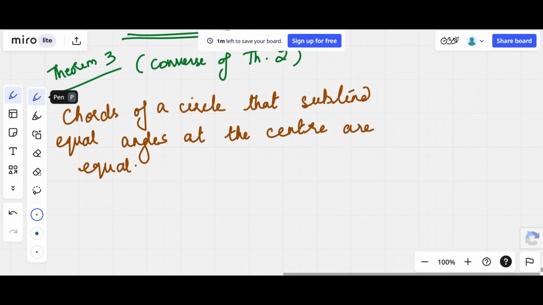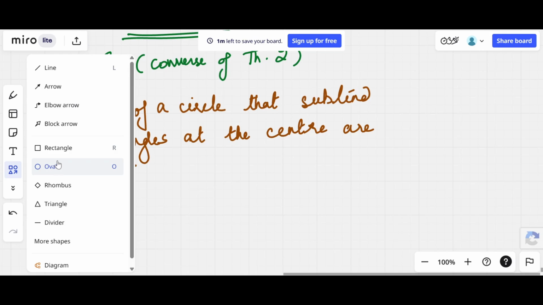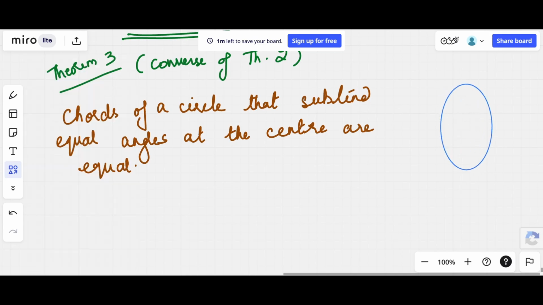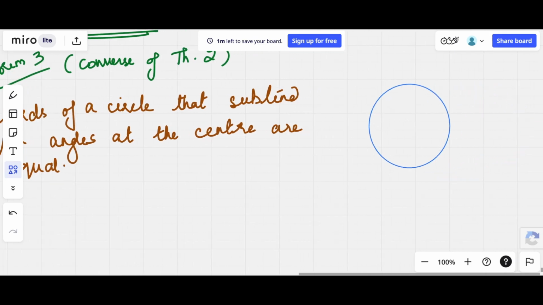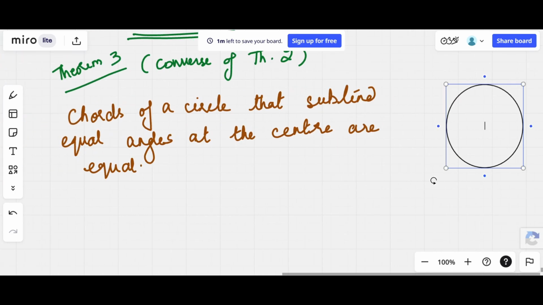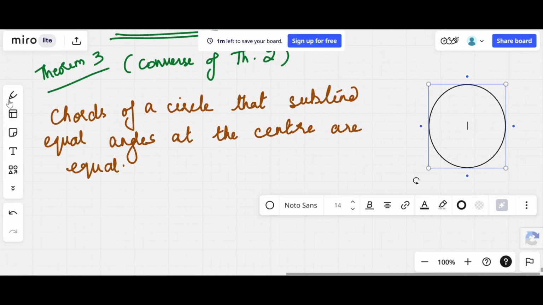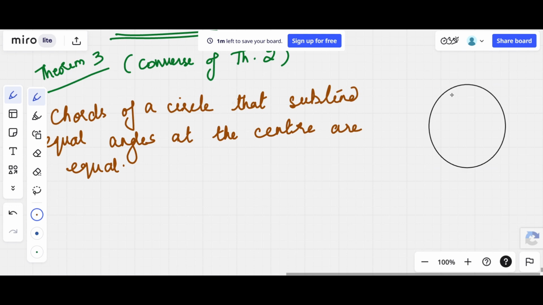For the third one, they're saying angle AOB is equal to angle COD. That's given. Exactly. Let me just make the circle. This is my chord AB. So now we have to prove using the SAS rule. This is CD. This is the center.